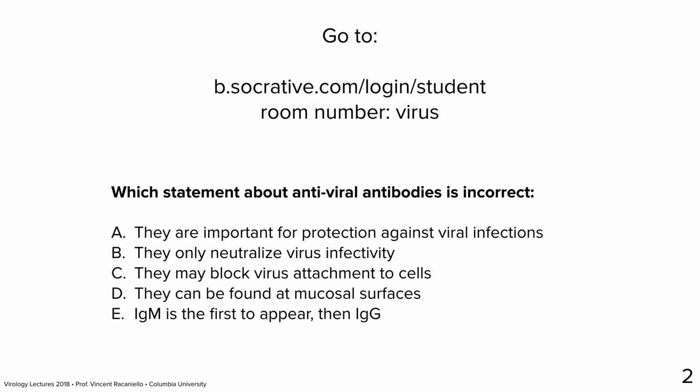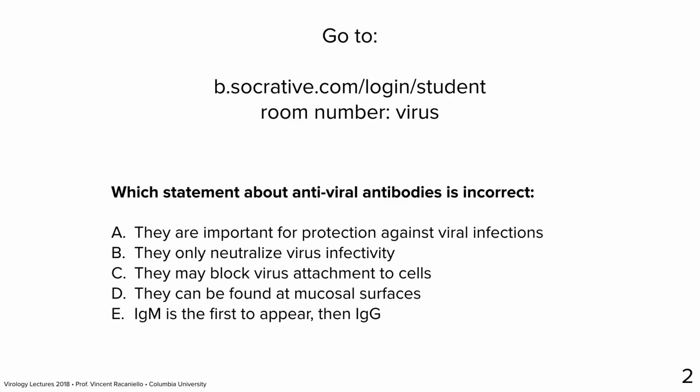The next question: which statement about antiviral antibodies is incorrect? Incorrect, wrong, not the right answer, okay? A, they are important for protection against viral infections. B, they only neutralize virus infectivity. C, they may block virus attachment to cells. D, they can be found at mucosal surfaces. E, IgM is the first to appear, then IgG.